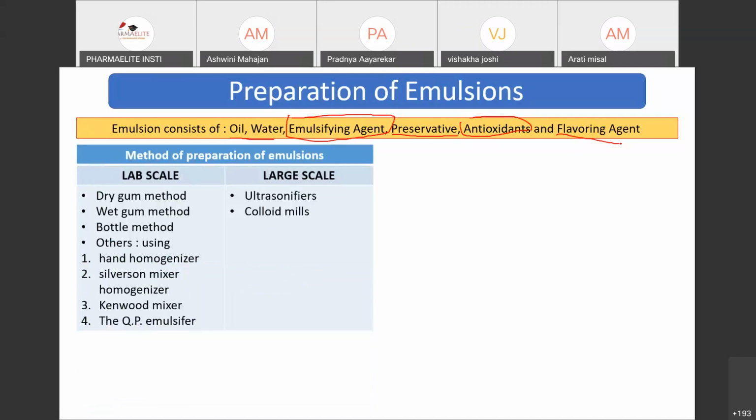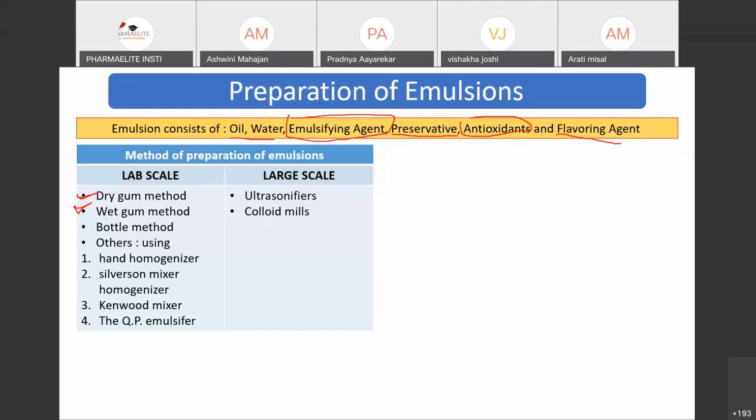So there are different ways when you make emulsions at lab scale and large scale. Lab scale is something which we do in our college. College mein dry gum method, wet gum method and bottle method. Now, question number one, is anyone asking me to write a short note on dry gum method? No. Wet gum method? No. I just need to know the name, that dry gum method, wet gum method are used at lab scale for method of preparation of emulsions.